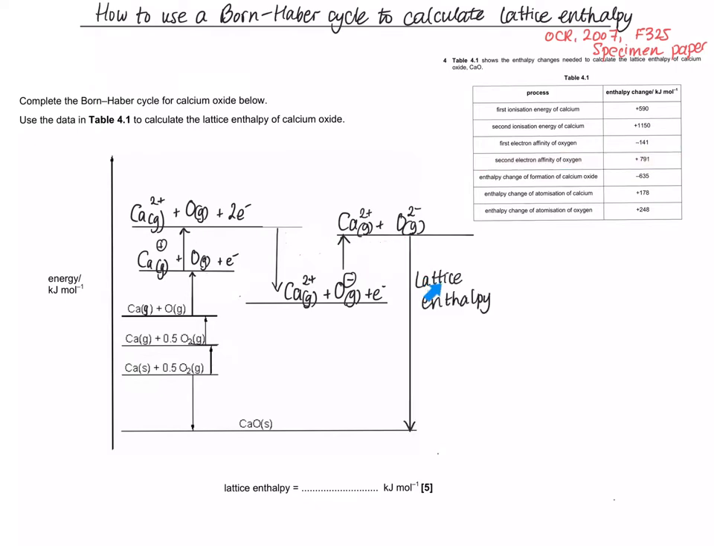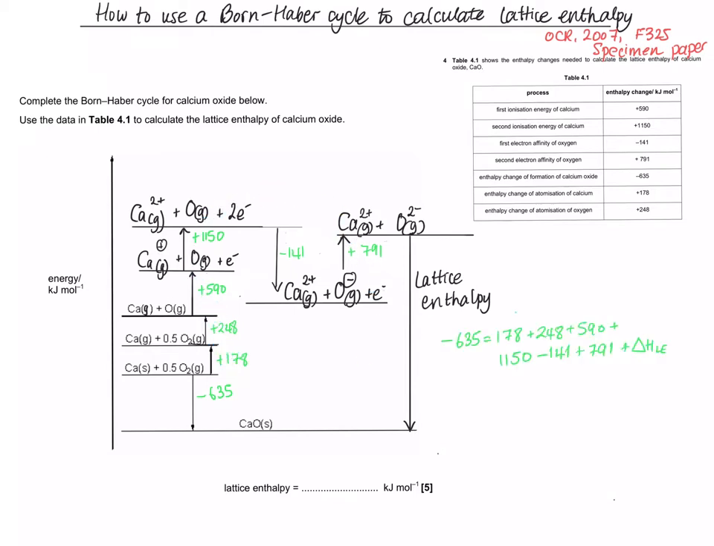The last arrow is the lattice enthalpy, and this is what happens when you add Ca2+ gaseous plus O2- gaseous, and we end up with calcium oxide solid. So this whole thing here is a Born-Haber cycle. If we add the numbers on, which we get from the table, we end up with these.